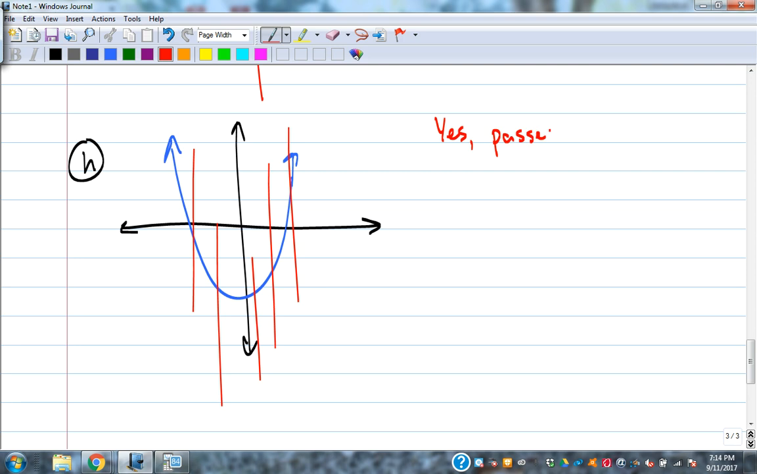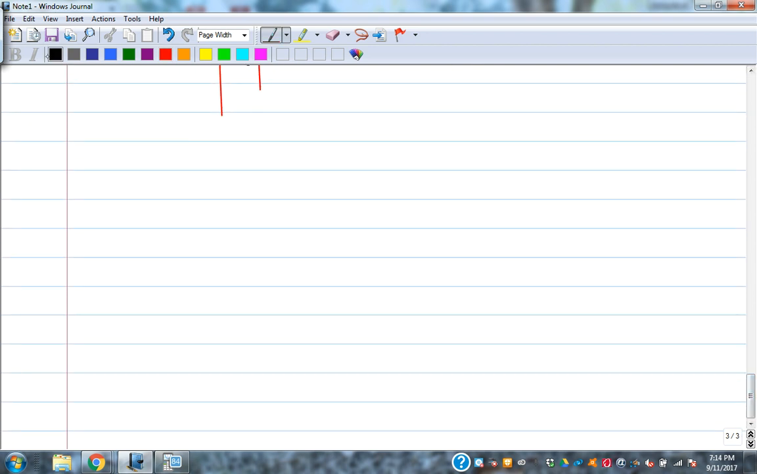Passes the vertical line test. I don't know why I didn't abbreviate that there. Let's fix that. The VLT. All right. One more, and then we'll move on to the next thing.